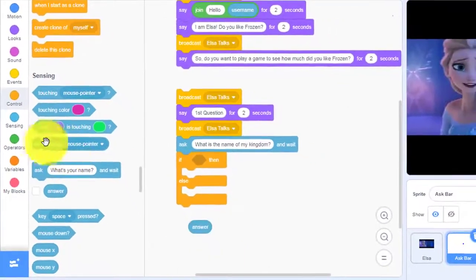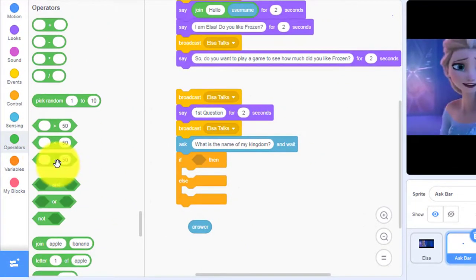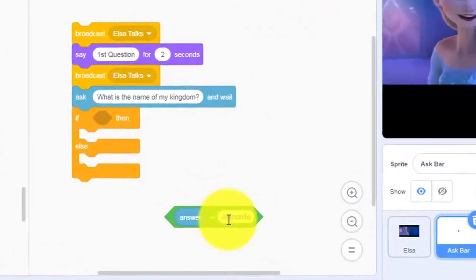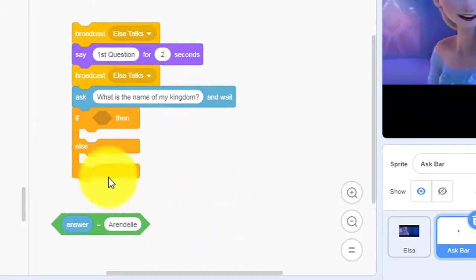So go to sensing and take the answer right here, drag and drop it right here. If, be careful, go to operators and take the equal sign and drag and drop the answer right here. So the right answer is Arendelle. But what I would like to do is give the option for the player to give about 2, 3, or 4 answers, because he might write Arendelle, which I would like to be also correct, or to write Arendelle, so I would like also to take this correct.